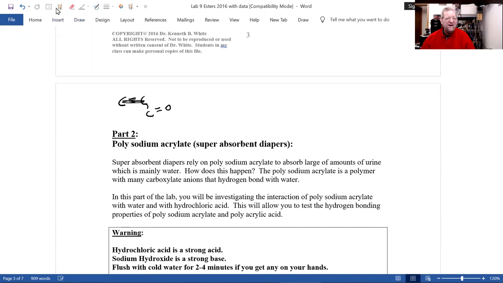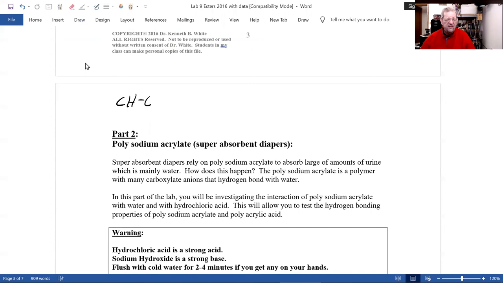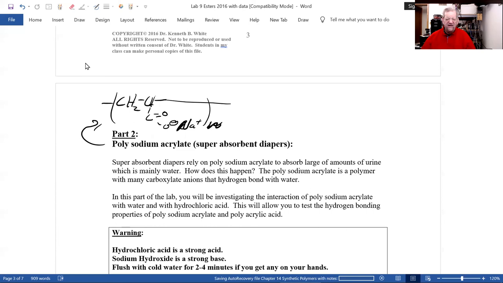Let me do it. I was writing the monomer and I should have written the polymer. Let's do this again. And this is polysodium acrylate, and it's a polycarboxylate anion. And this can bond nicely by hydrogen bonding.